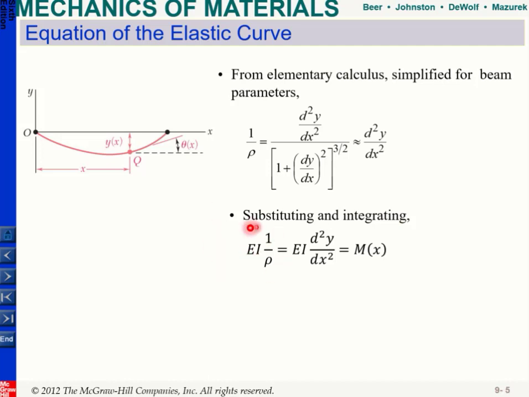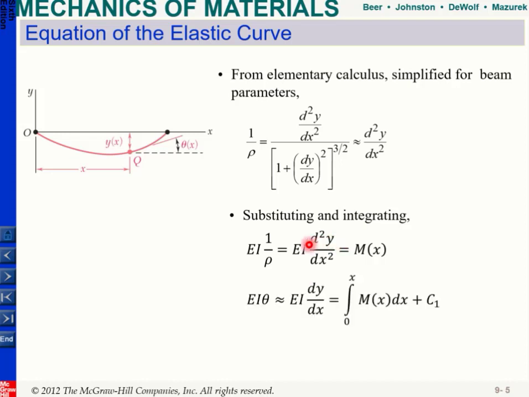So if you modify the equation that I just showed you before, EI times 1 over rho will be equal to M(x). So 1 over rho is equal to d²y/dx². So from there, this is the equation that you get. Which means that if you know your moment, I can use this equation and I need to integrate it twice to get my y.